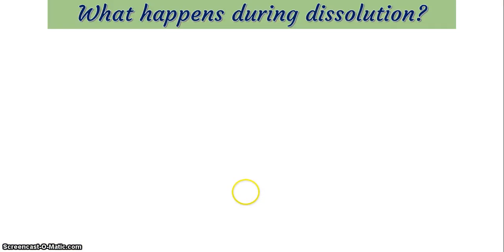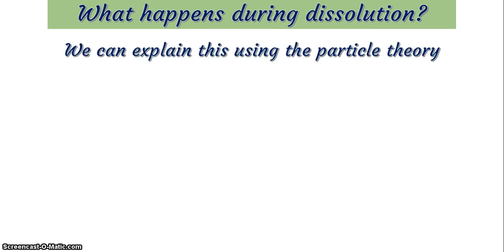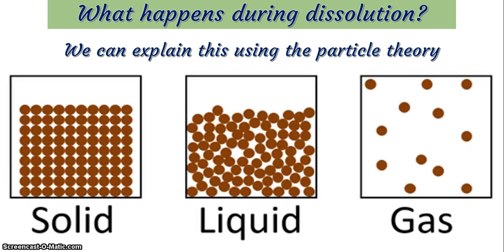What happens during dissolution? The salt and the sugar dissolving in water. What really happens? This will take us to what is known as the particle theory. You must have learned this about the states of matter, solid, liquid, and gas, and how the particles are arranged. So the particle theory helps us to understand how particles are arranged and how they behave or move in the medium.